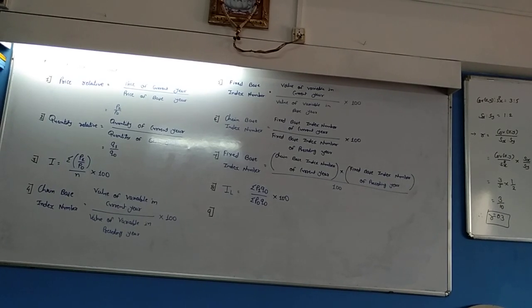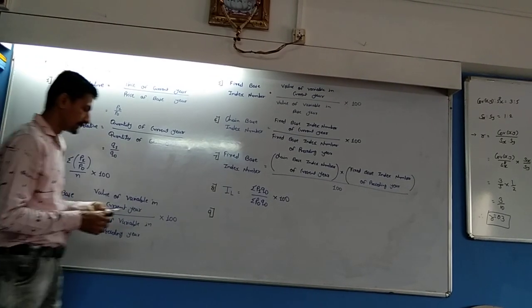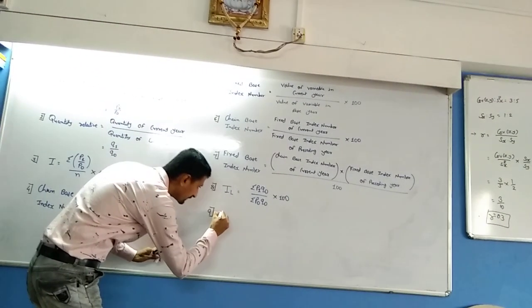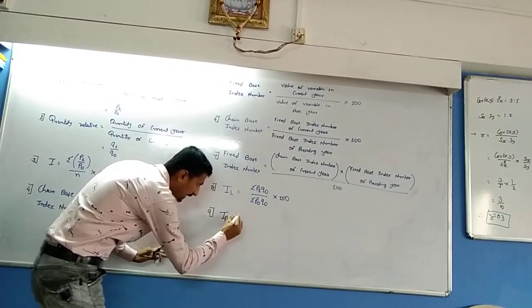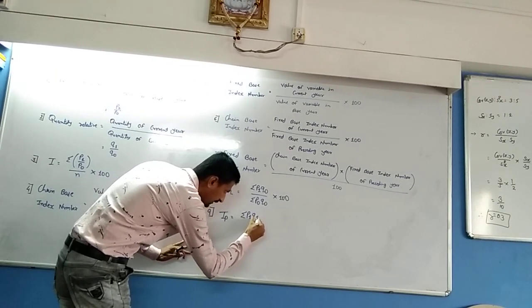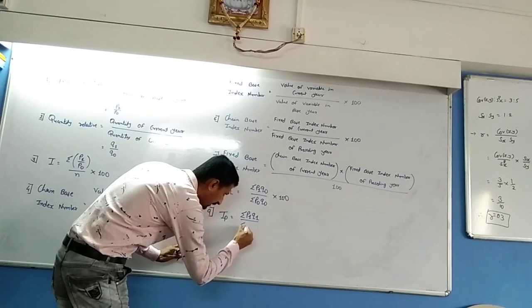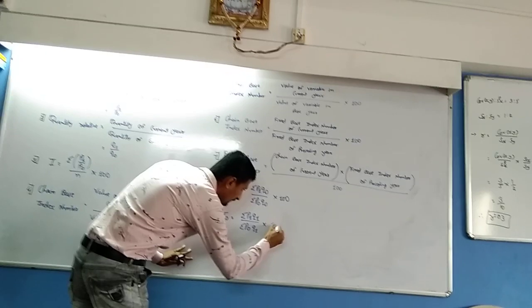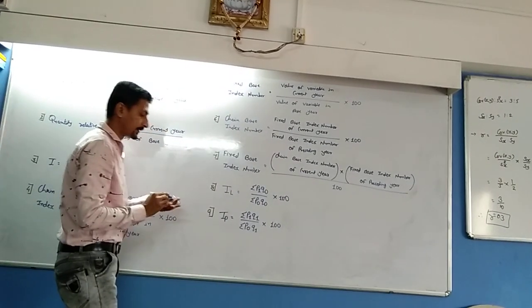Next, Paasche index number. Paasche index number. IP is equal to sigma P1 Q1 divided by sigma P0 Q1 into 100.